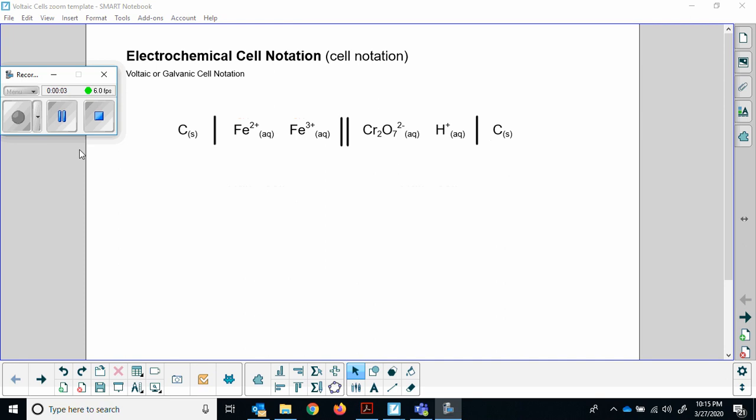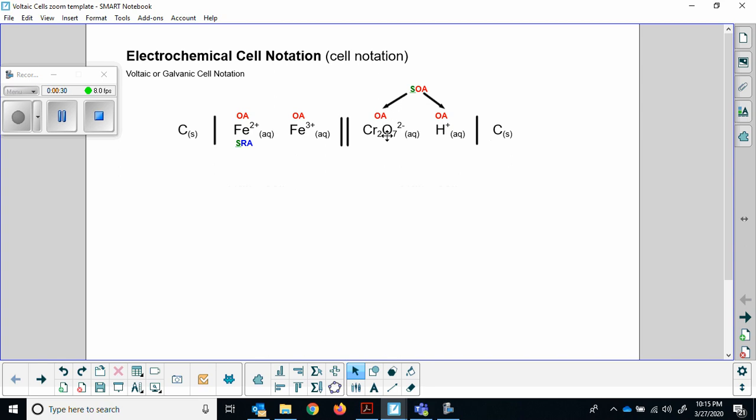Electrochemical cell notation, sometimes called the voltaic or galvanic cell notation. For our purposes, we'll just call this cell notation. This is different from a diagram, different from a balanced redox reaction that we're used to. But just like the redox reactions, we have here a list of species. We need to identify the OA and the RAs. Be careful of any combinations.